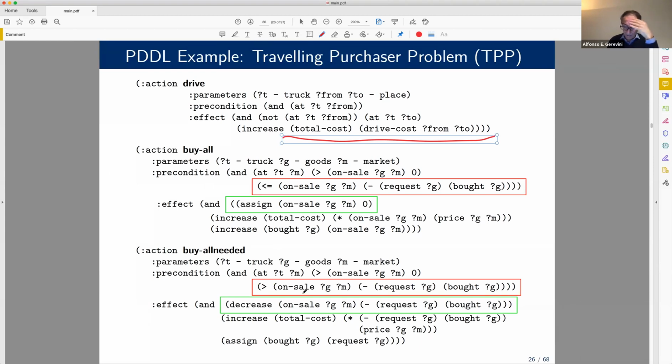Okay, and so in this second case, we need to guarantee that the market has an amount of the good that is greater than what we need. We need, when the action is applied, the difference between the request and what we have bought so far. Then the amount of goods that are sold at the market is decreased to 0 in the buy all, and in the second case it is decreased by the amount that we buy at the market. So in this case the representation is particularly compact, and we can use many planners to solve the TPP problem.